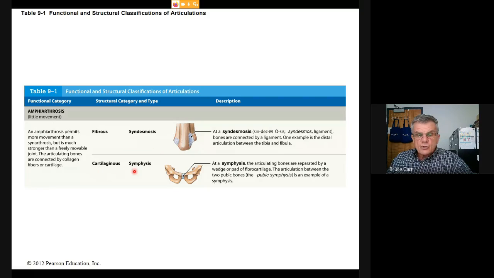This cartilaginous joint is called a symphysis. And here we have a wedge of cartilage that acts as a sort of pad with a strong fiber content. This is the articulation between the two pubic bones shown here, but it is strongly reinforced with fiber, and it is called a symphysis. A symphysis is rigid in males. Basically, there's very, very tiny movement between the pubic bones in males.